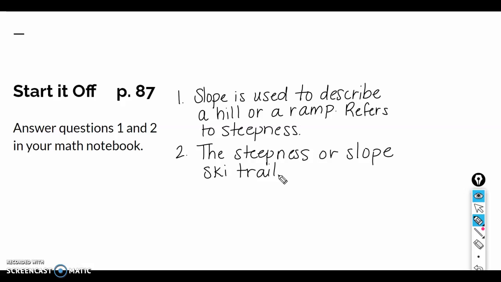Very steep roads are also dangerous, and large trucks are told to check their brakes before heading down them. So think about when you travel up and down a mountain. Also, wheelchair ramps can't be too steep or it's too difficult for a person to maneuver up. These are all ways that we use steepness or slope in the real world. Let's continue to look on page 87.